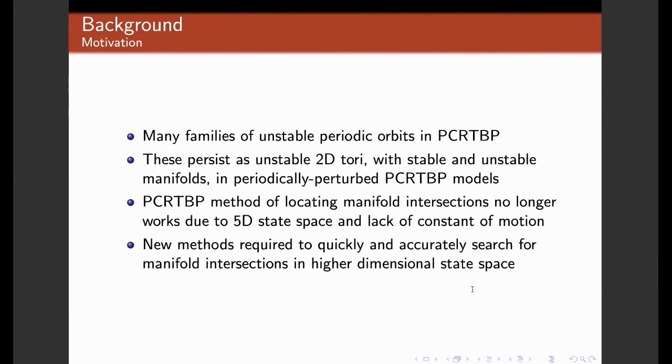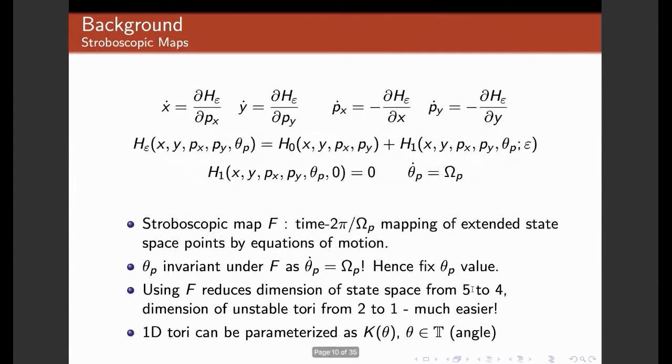Now, in the planar circular problem, without the forcing, you have lots of unstable periodic orbits, and we can show that these persist as unstable 2D tori in periodically forced planar circular models. But since the phase space, the state space, is higher dimensional, the methods from the planar circular problem don't work for finding intersections of manifolds and connections between tori. So we need new methods, and that's what this talk is about.